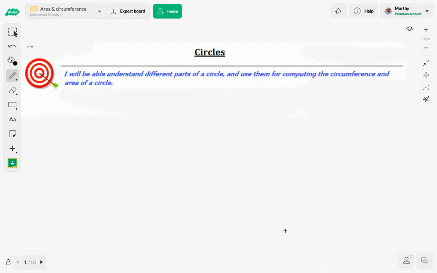In today's class, you'll be able to understand different parts of a circle and use them for computing the circumference and area of a circle.